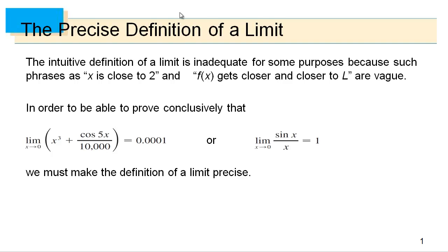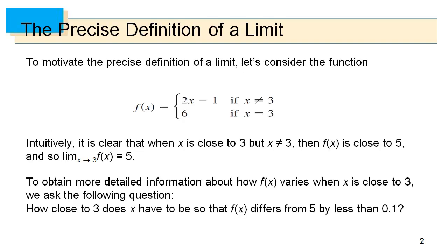But the problem is the phrase "close to" is too arbitrary. In mathematics, we like to be precise. So this type of phrasing is great for understanding the theory of it, but it's really poor if we want to be precise. So we want to get rid of that vague language and instead come up with a precise definition for what a limit really means. And that starts with this example.